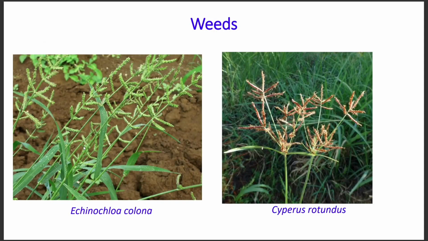So two important weeds are Cyperus rotundus and Echinochloa. These look like just grasses, and there are also other weeds like Argemone mexicana and other things I can remember now.